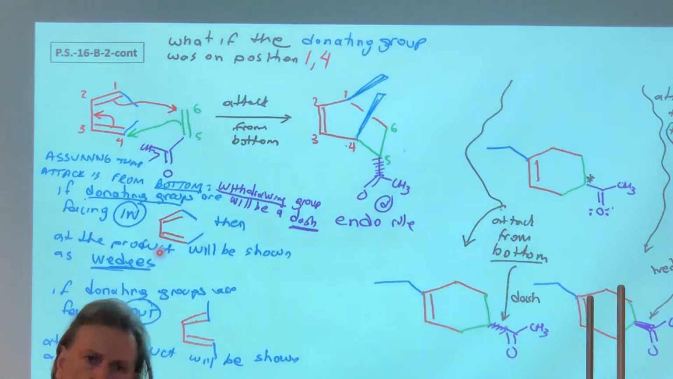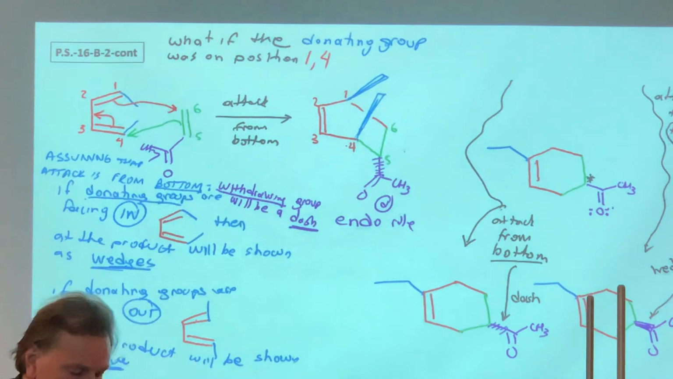Now, what happens if the attack is from the top? It's going to be exactly the opposite. Right? So let's do it. Assuming the attack is from the top, the withdrawing group will be a wedge. If these things are facing in, there will be dashes. If it's out, it will be wedges. Right? So you can see there are 4 possibilities. We can just simplify it like this.